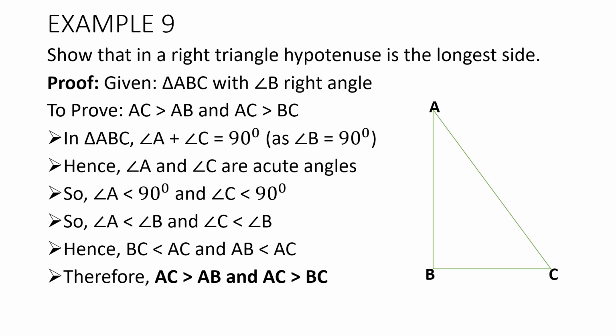Now you know the sides opposite to angle of less measure is smaller and of greater measure is bigger. So opposite to A is BC and opposite to B is AC. Hence BC is less than AC. Similarly, as angle C is less than angle B, opposite sides AB less than AC. Therefore, we have shown AC is greater than AB and AC hypotenuse is greater than BC.